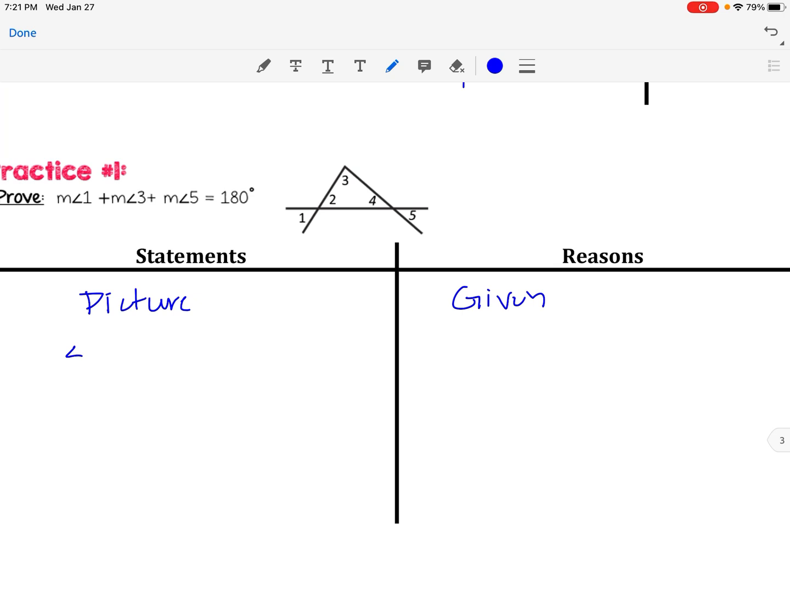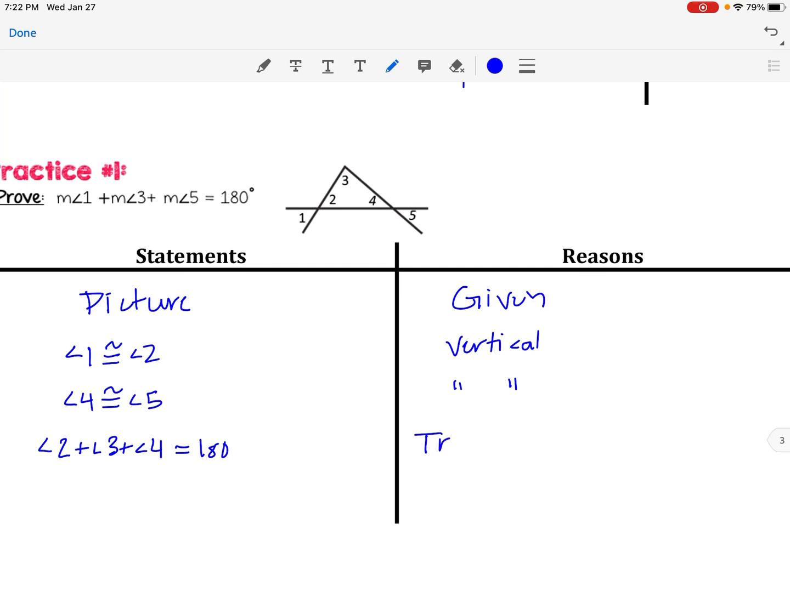So let's start with just one thing at a time. Angle 1 is congruent to angle 2 because they're vertical. And then we also have angle 4 is congruent to angle 5, also because they're vertical. So just put some marks there. We also know that angle 2 plus angle 3 plus angle 4, all of our angles inside of the triangle, add together to equal 180, and that is from our triangle sum theorem.